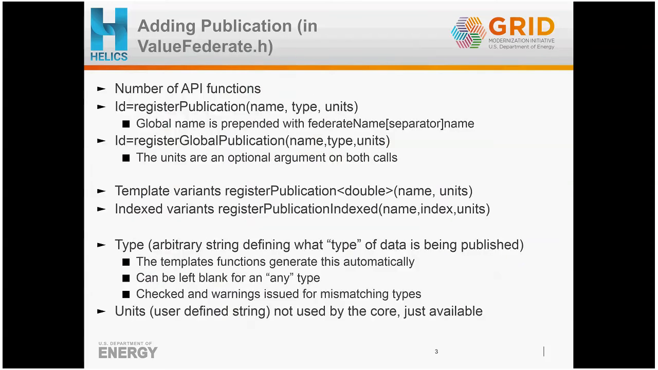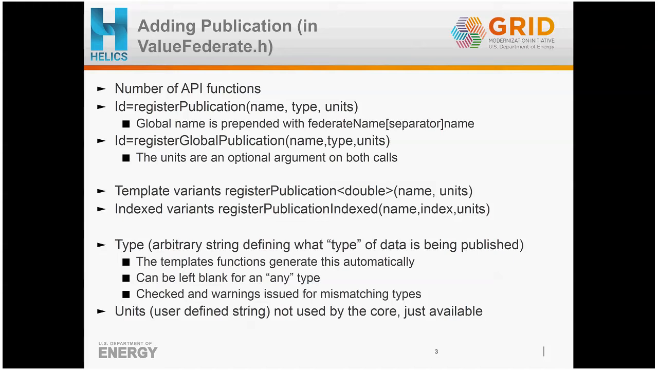There's a couple different APIs in Helix for publications. The one in valuefederate.h, or HPP, is you register a publication with a name, a type, and units. And these are basically strings. So the global name that gets published throughout Helix is normally the federate name with a separator followed by the name given here. There's also a register global publication call. And this basically doesn't prepend the name with a separator to it.